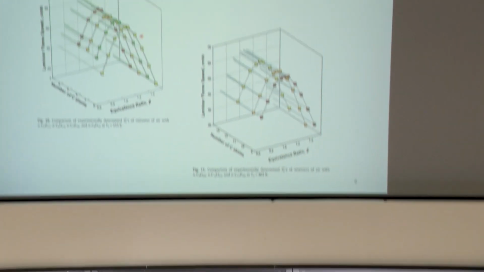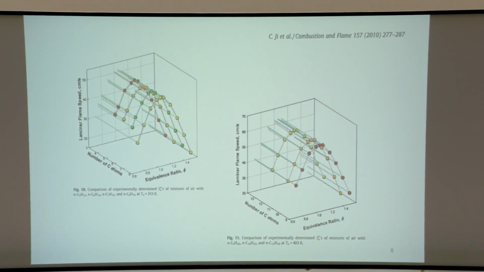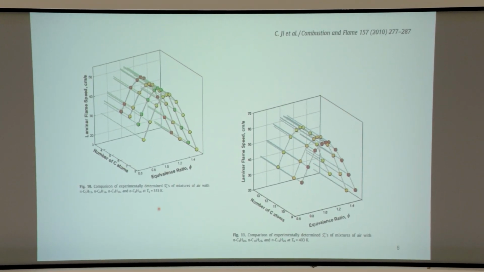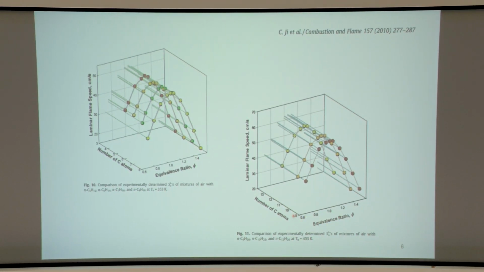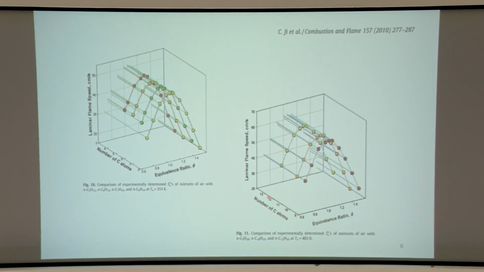So at maximum, they're all around 55 centimeters per second at this temperature, I think of 353 Kelvin and 1 atmospheres. Similarly, they've done it for C10, C11, C12, C13. All of these, again, have pretty much the same laminar flame speed. So why do all these alkanes, which are different chain lengths, different structure, but when you burn them, they give the exact same laminar flame speed?